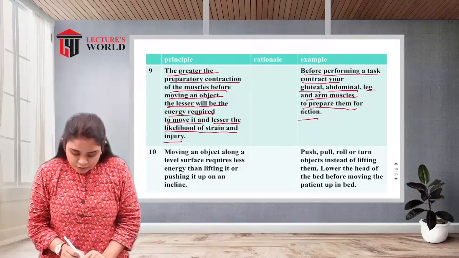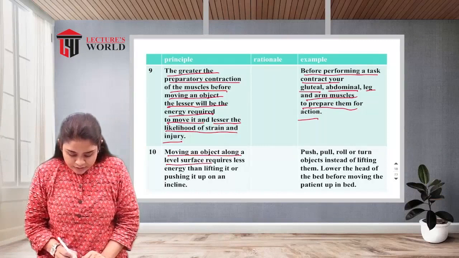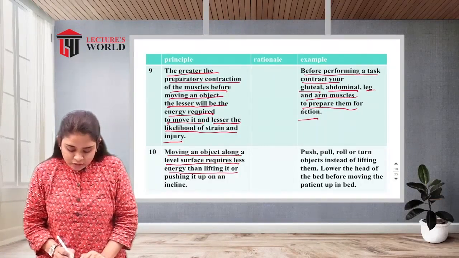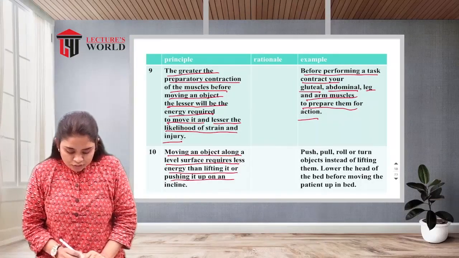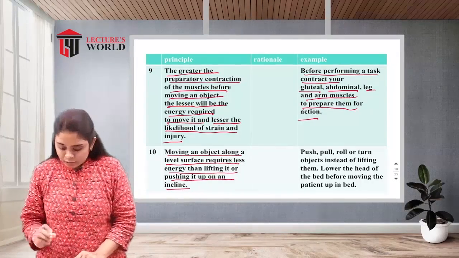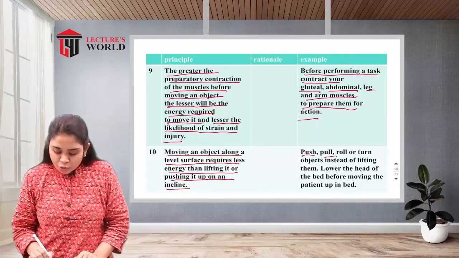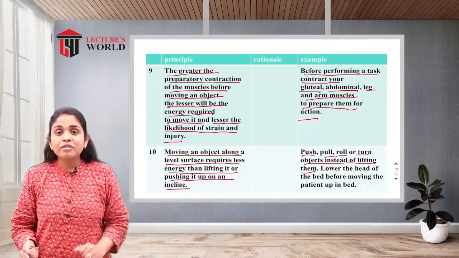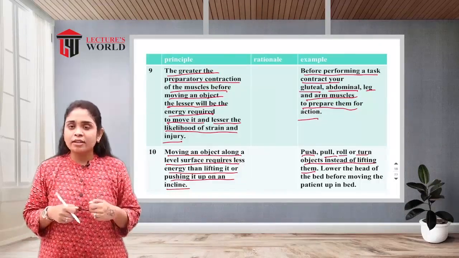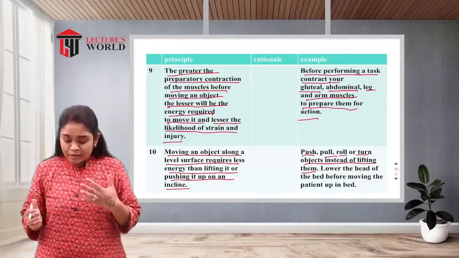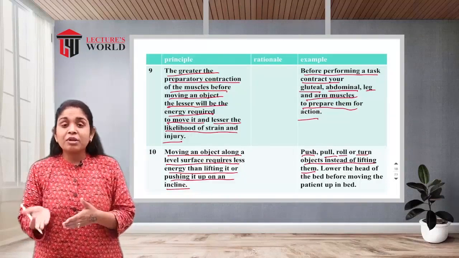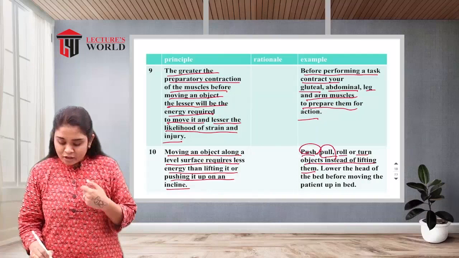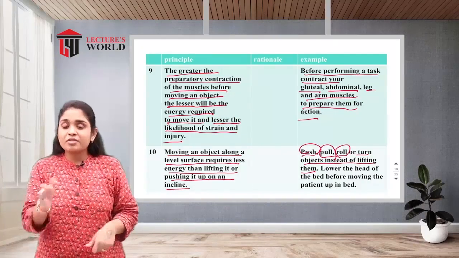Then after, moving an object along a level surface requires less energy than lifting it or pushing it up on the incline. So what it means, we'll see. Push, pull, roll or turn objects instead of lifting them. So what happens when we are lifting some object? That time we use more energy, but the object which can be rolled, which can be pushed, otherwise pulled, otherwise we can roll it, otherwise we can turn it.